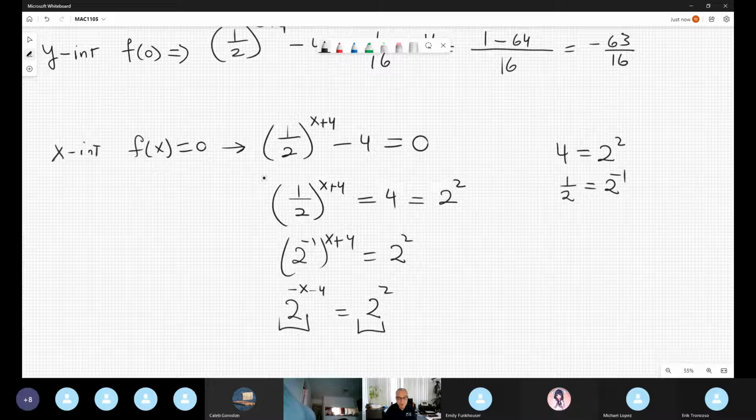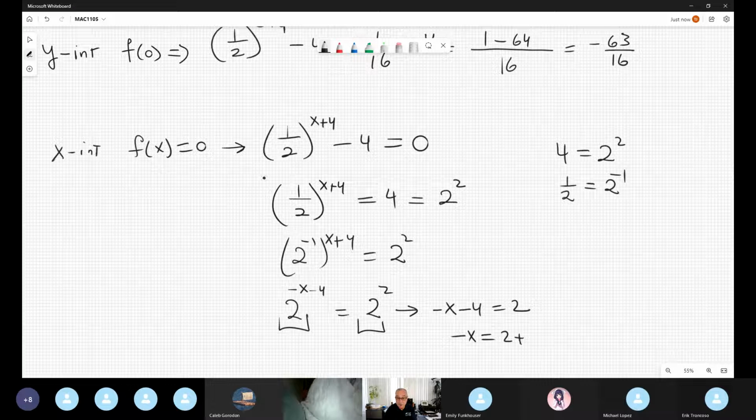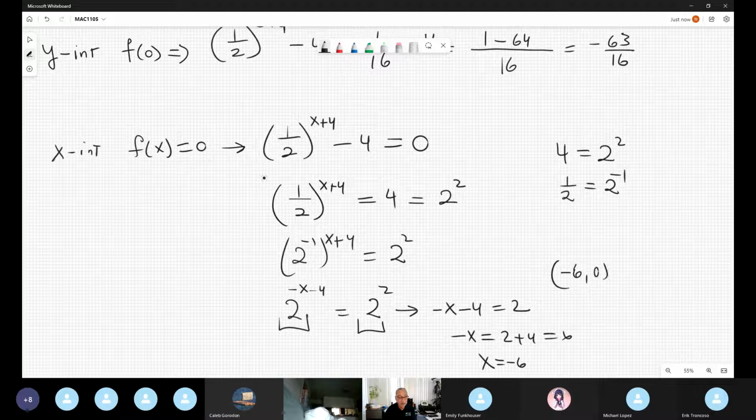Therefore, the exponents are equal. Now the conclusion is minus x minus 4 is equal to 2, so minus x is equal to 6. Therefore, x alone, after multiplying or dividing by -1 on both sides, is -6. And the point is (-6, 0), the x-intercept. Cool.